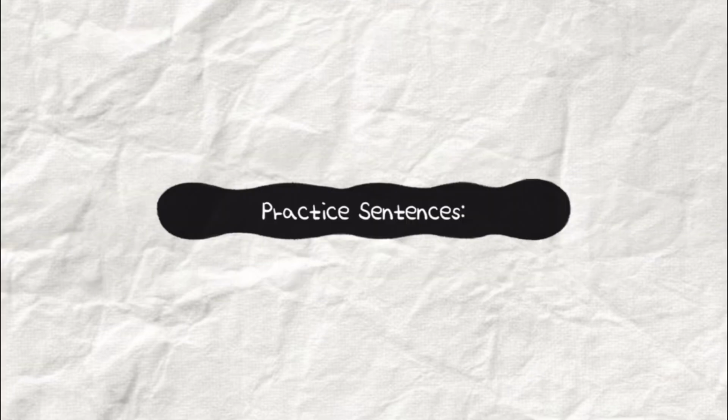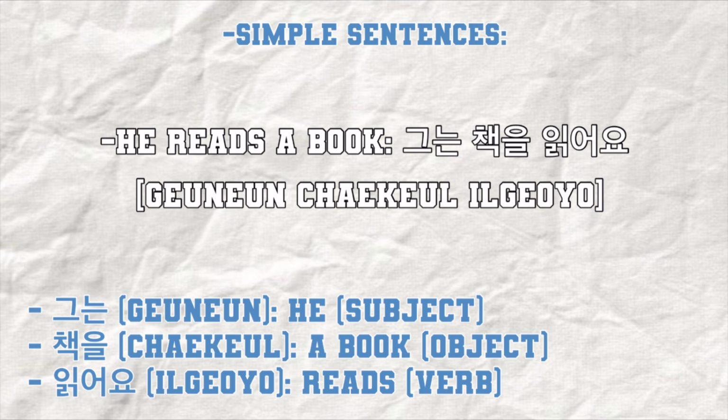Now, let's practice some sentences. 그는 책을 읽어요. He reads a book. 그는 means he, 그 means he, and the particle 는 is the subject particle. 책 means book, and 을 is the object particle, so it makes 책을. 읽어요 is the verb to read conjugated in the present tense.